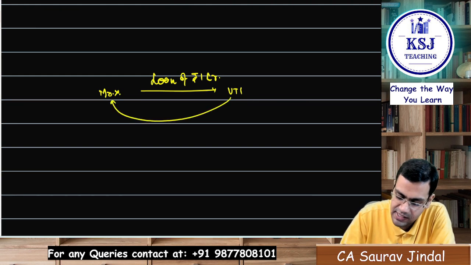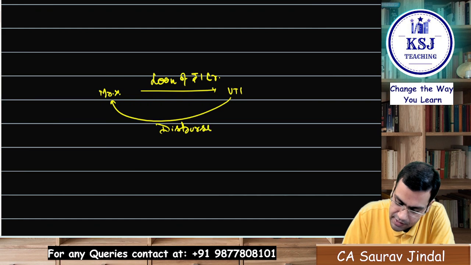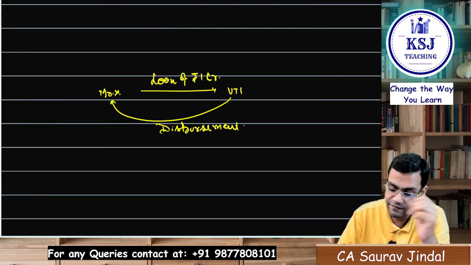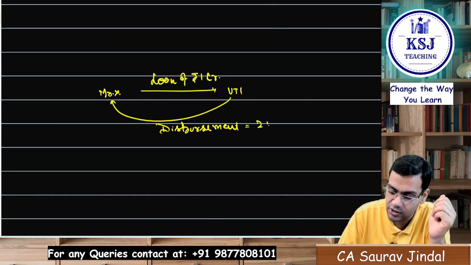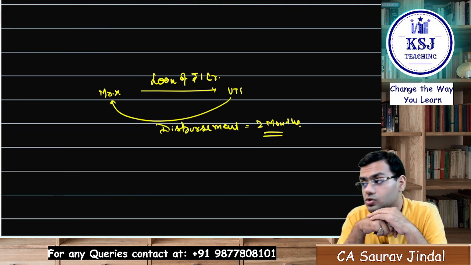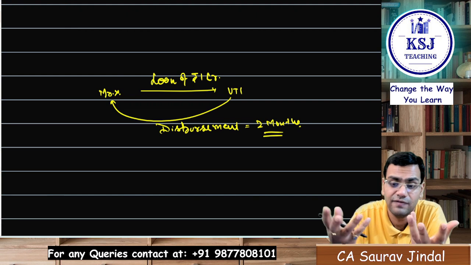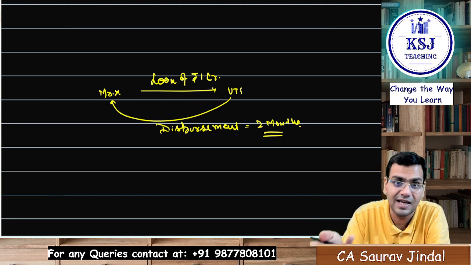Now the UTI says the disbursement of the loan, the processing of the loan, will take approximately, let's say, 2 months. Now Mr. X says, sir, 2 months is too much time. I want to start with my business. I need some money out of it. If not 1 crore, give me 10 lakhs, sir.